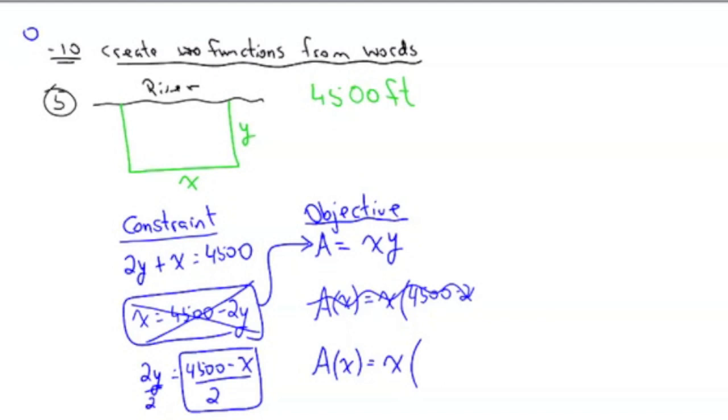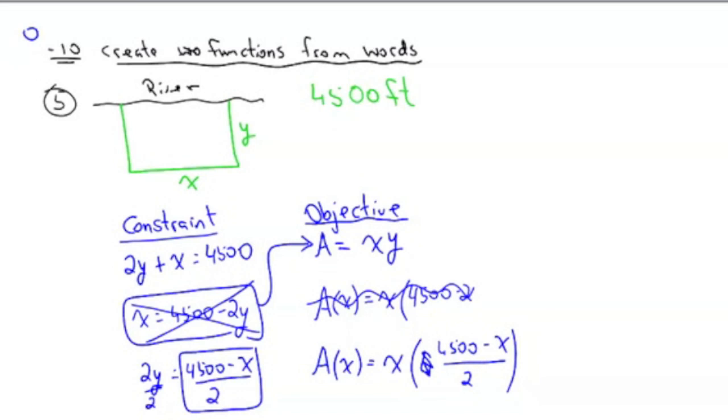Can we just do it 4,500 minus x, all over 2? Keep it very simple for small-minded people. Keep it very simple, yes.